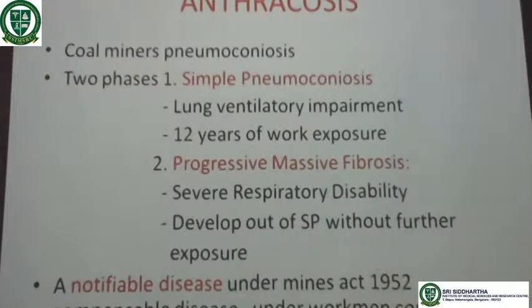Next, move on to anthracosis, which is seen in coal miners. This is also an important contributor to pneumoconiosis. We have two phases here: simple pneumoconiosis and progressive massive fibrosis. Under simple pneumoconiosis, lung ventilatory impairment, depending on duration of exposure up to 20 years, is commonly seen among coal miners. When it comes to progressive massive fibrosis, there is severe respiratory disability, developing from simple pneumoconiosis, SP, even without further exposure. This is also important. So these are the two phases under anthracosis. Once again, it is a notifiable disease under the Mines Act and the Workmen's Compensation Act. Try to remember some of the acts.